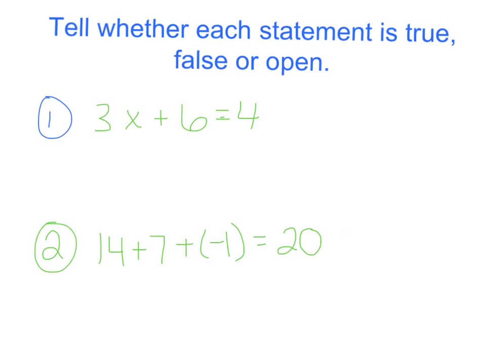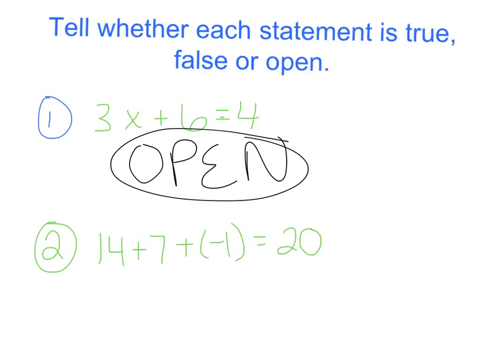Okay, so number 1 here, we want to do the same thing, tell whether it's true, false, or open. 3x plus 6 equals 4. Well, right away we see a variable, so this one is open, and there is no more work that you need to do for that one.